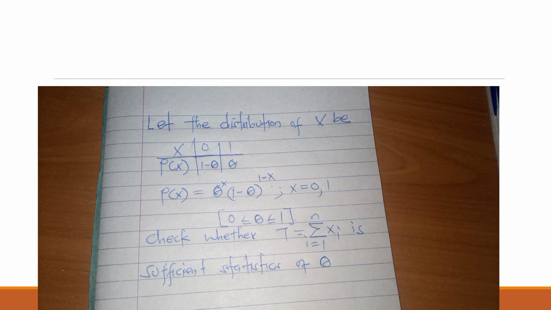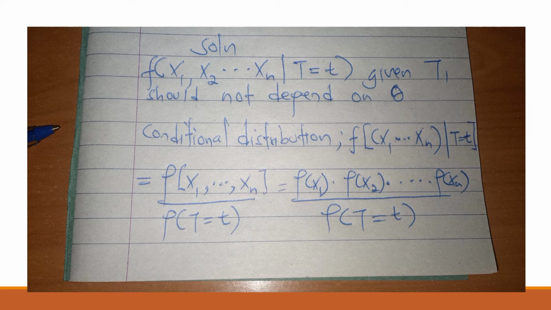Check whether T, which is the summation of xi from i equal to 1 to n, is a sufficient statistic. So here we have a statistic by the name T, which is the summation of i from 1 to n of xi. We want to prove that T is a sufficient statistic for the parameter theta of the Bernoulli distribution with the following probability density function.